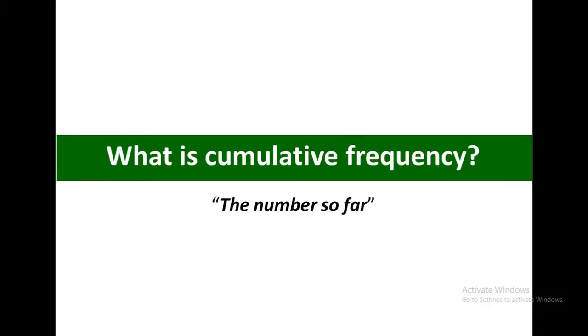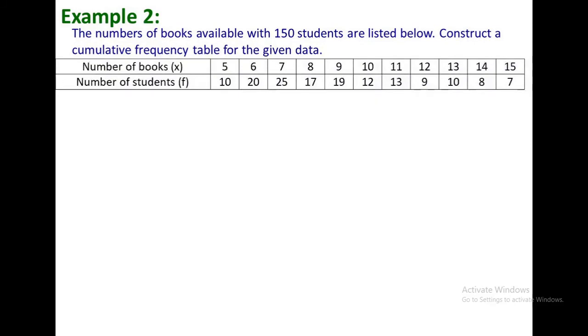If not, please watch my video on median, where I explain what cumulative frequency is and how we can make a cumulative frequency table. But we can also revise in example 2 how to make a cumulative frequency table over here too, where the number of books available with 150 students are listed below, and we have to construct the cumulative frequency table for the given data.